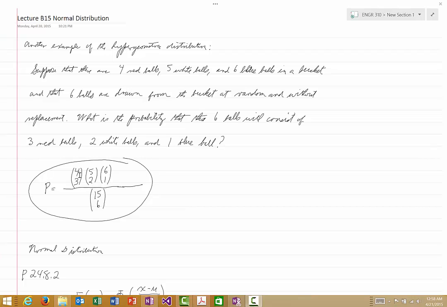And now notice 4 choose 3 is just 4, and that makes perfectly good sense that there's 4 ways in which you could choose 3 red balls from 4 red balls, because if you're choosing 3 out of 4, it's the same thing as choosing which one to leave behind. And you could leave behind the first red ball, or the second red ball, or the third red ball, or the fourth red ball.